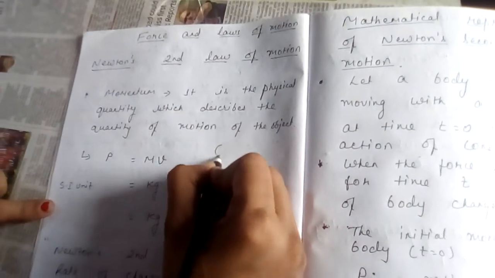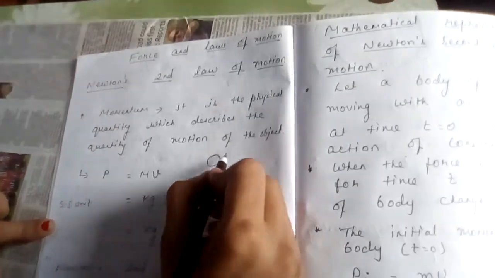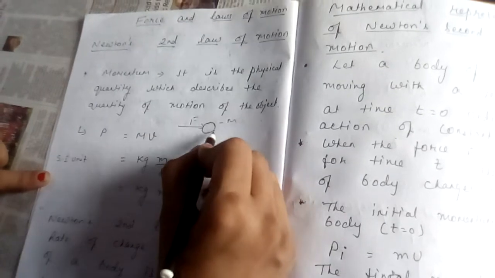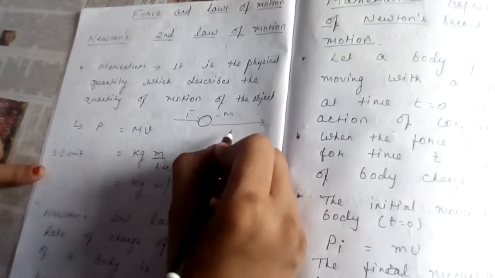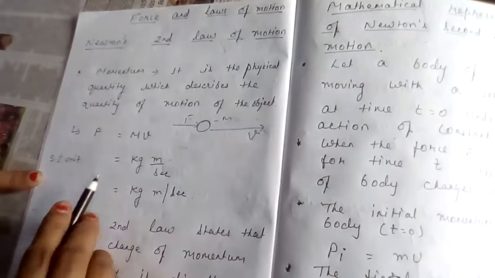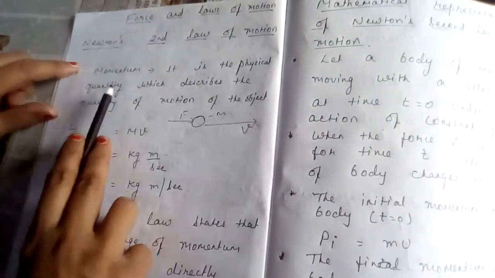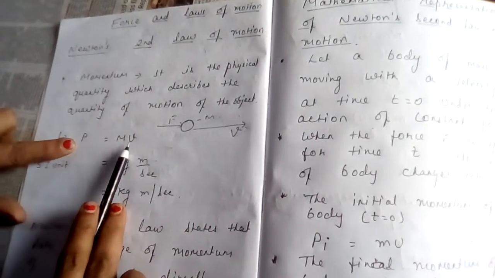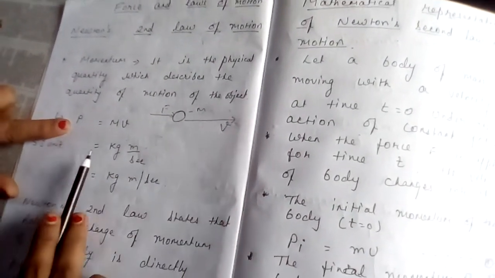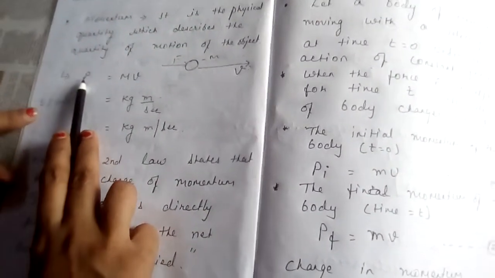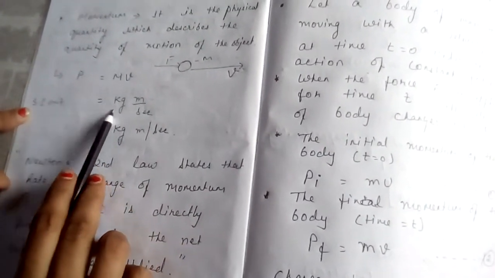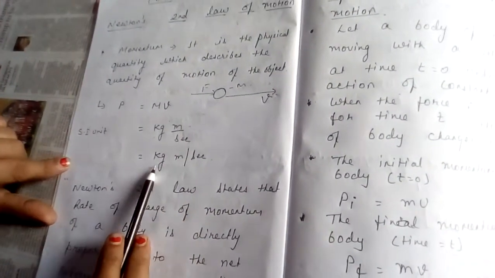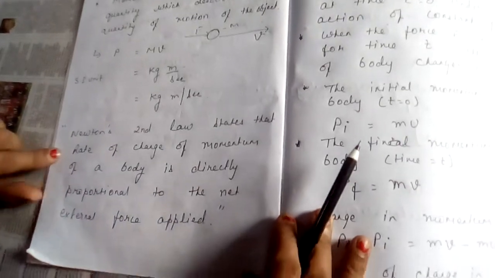Here, one object is there. Let its mass be m. When unbalanced force is applied, it starts moving with velocity v. So, momentum is denoted by p. P is equal to mass into velocity. SI unit of momentum, let us find out. Mass is represented in kg. Velocity is represented in meter per second. So, it is kg meter per second.